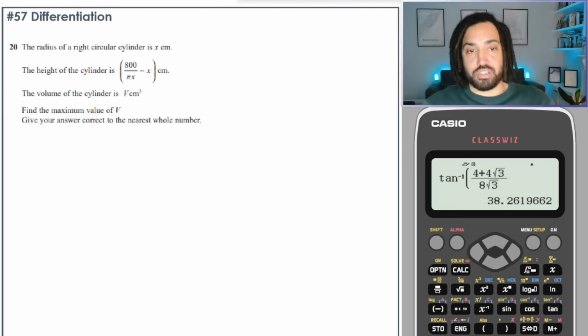57, differentiation. We have the radius of a right circular cylinder is x.